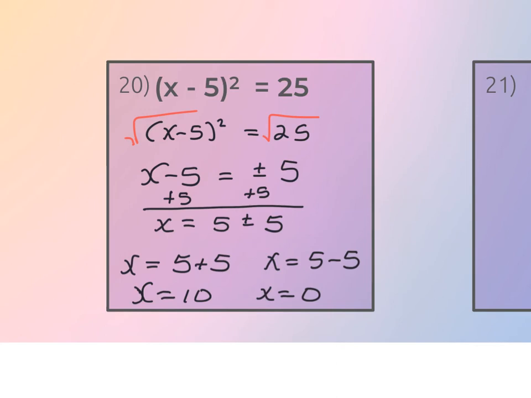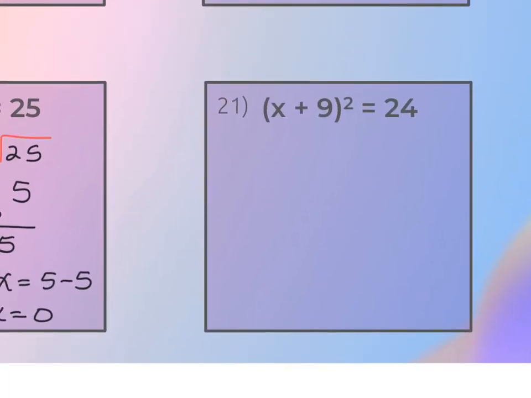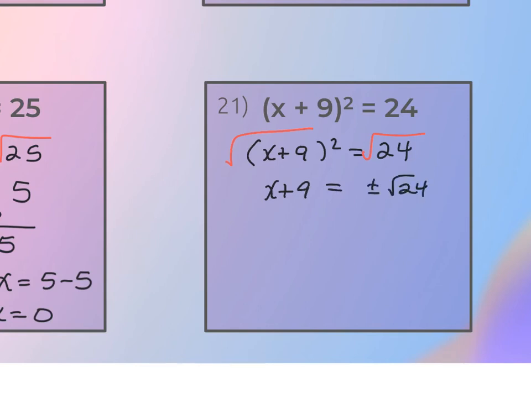Let's try number 21. Again, I'm going to square root both sides. Let me go ahead and rewrite the problem. So I square root the left side and the right side. This gives me x plus 9 equals plus or minus the square root of 24.